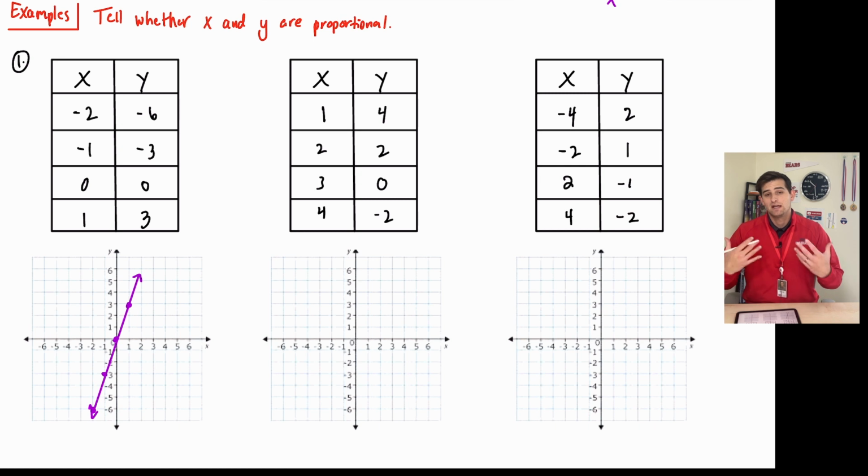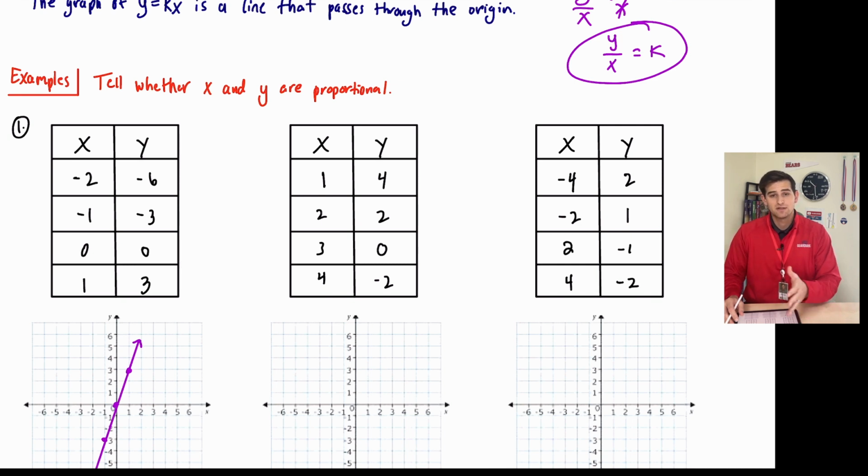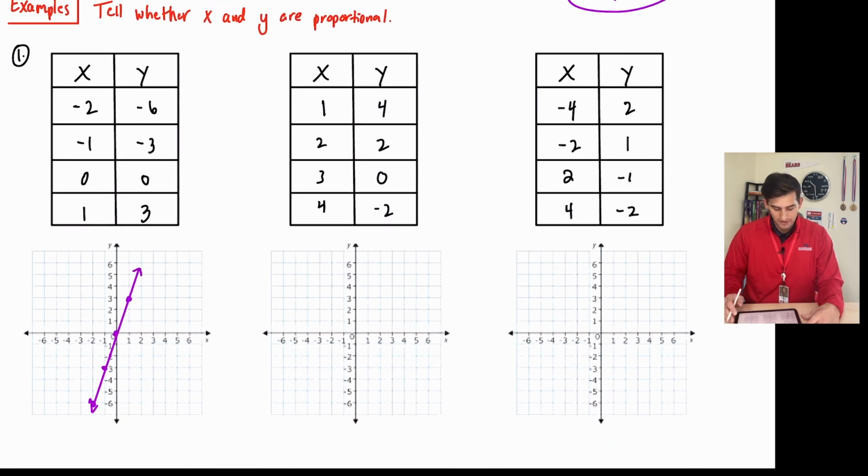But now what if we want to actually figure out what that constant of proportionality is? There are 2 ways to do that, and one is by using the equation we looked at a minute ago. Y divided by x is going to give us what k is equal to, and remember k is our constant of proportionality, also sometimes referred to as the unit rate. Let's look at our values. Y divided by x: -6 divided by -2 gives us +3. -3 divided by -1 also gives us +3.